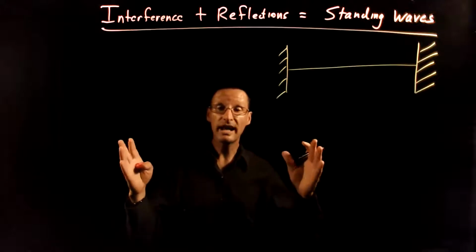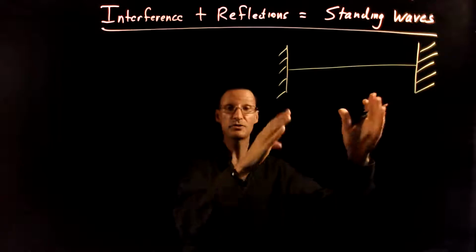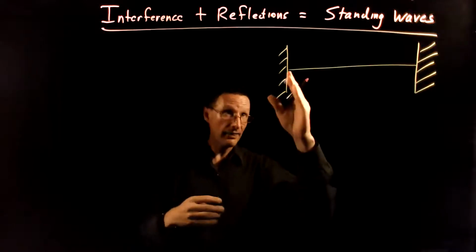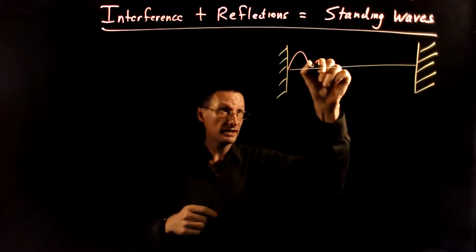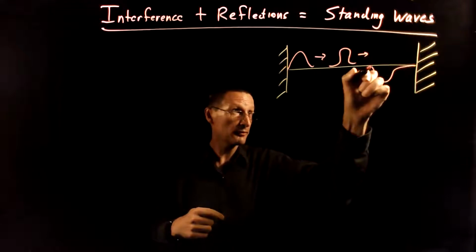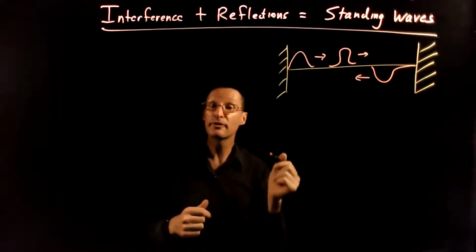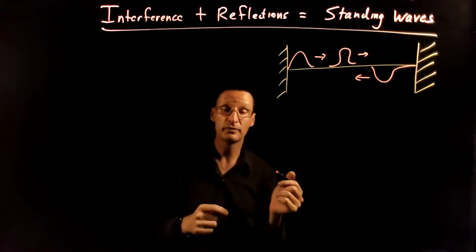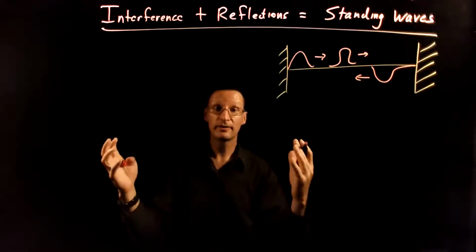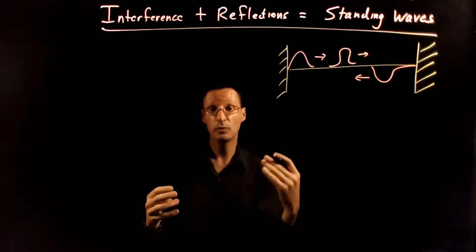Let's talk about what happens with waves whenever you have them trapped in a medium between two boundaries. At the boundaries, you're going to see a series of incident waves coming in, and then there's going to be some reflections at the boundaries. And then those reflections are going to interfere with the original waves. When you combine the original waves with the reflections, the result is standing waves.